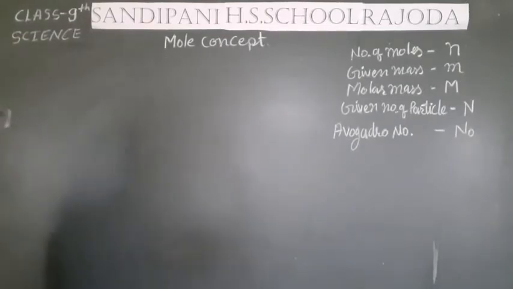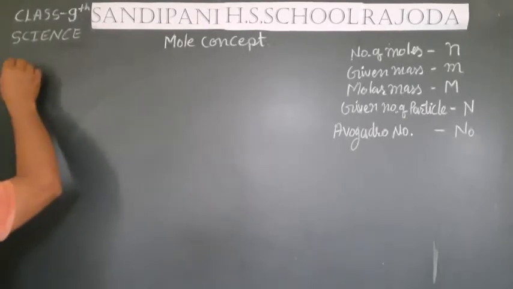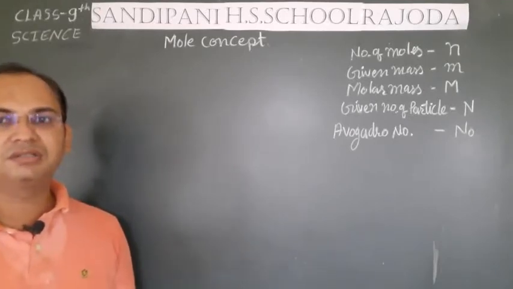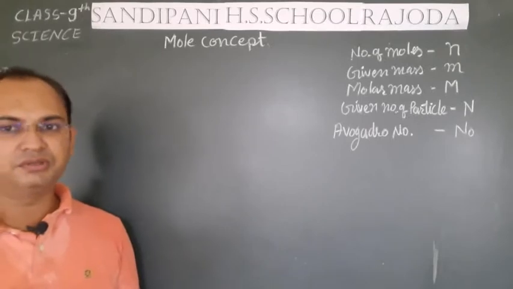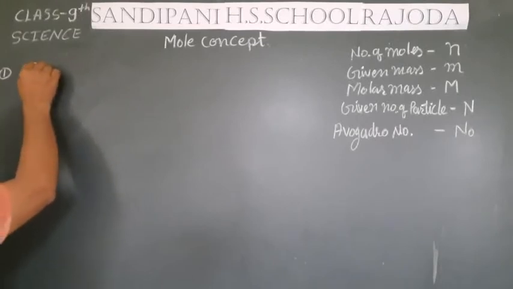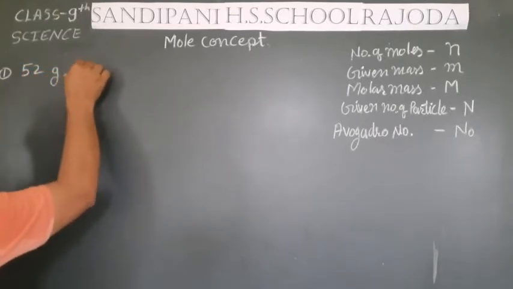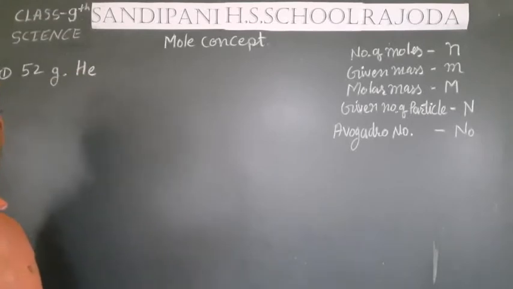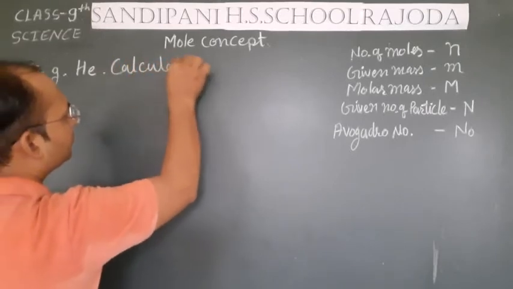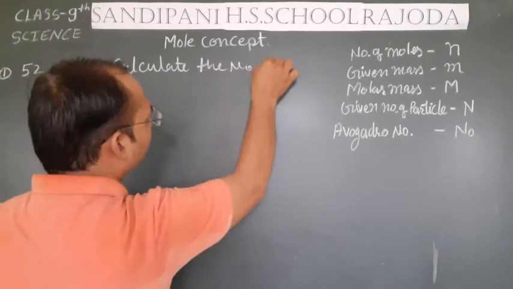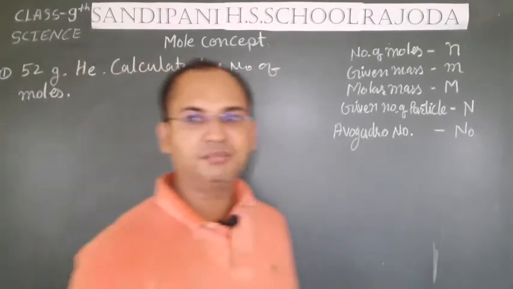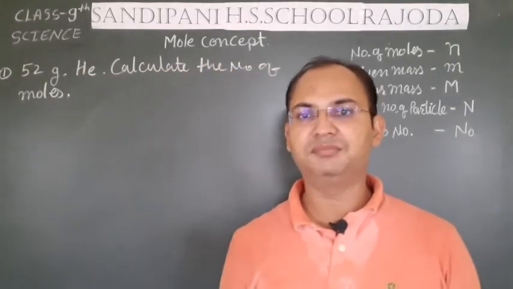Let's take one example. Two different types of questions can be asked on the basis of the calculation of the number of moles. The first question is that 52 gram helium is given, then calculate the number of moles in it. We have to calculate the number of moles in 52 gram of helium.